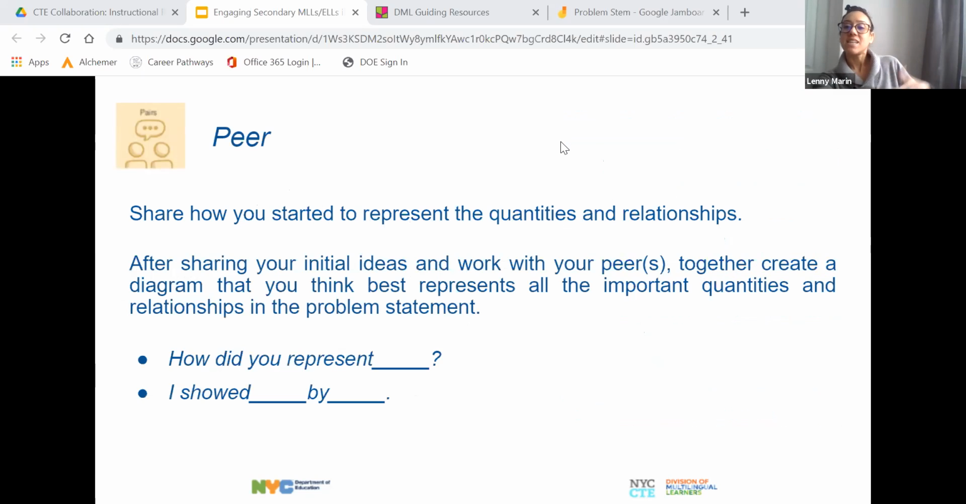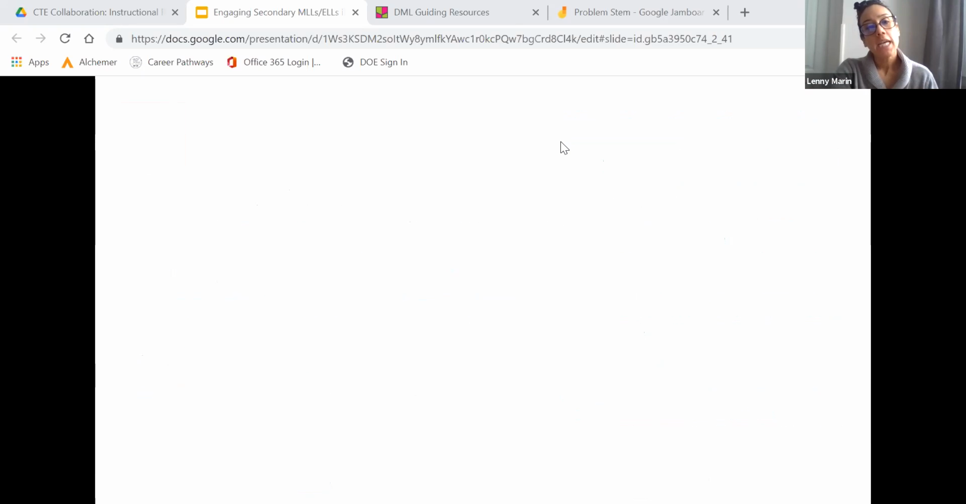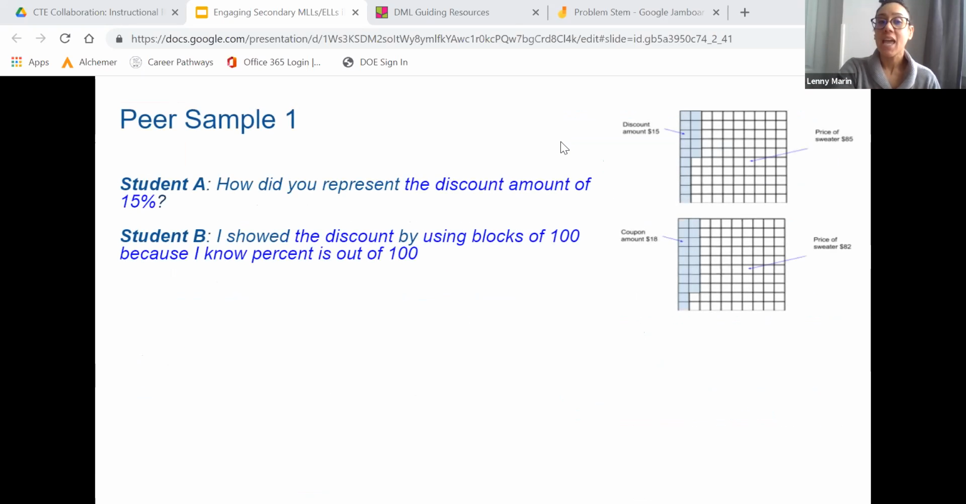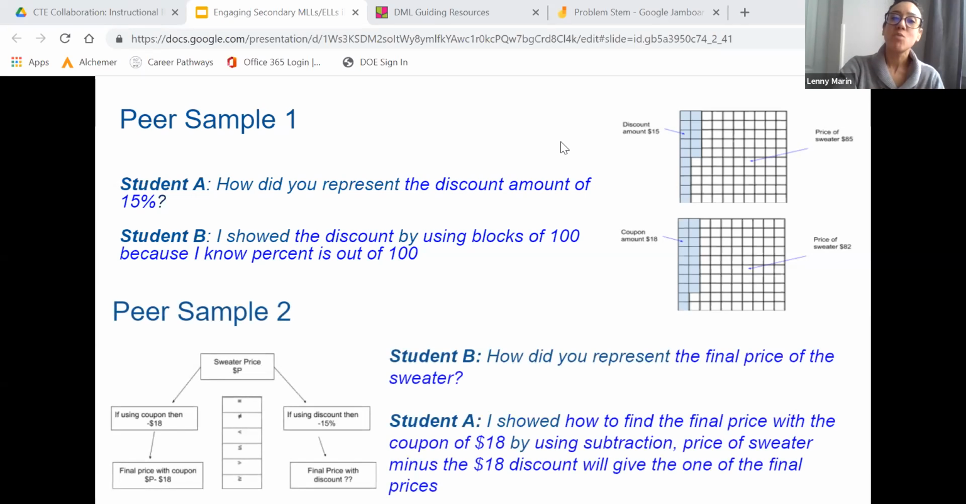So once the students had time to do the diagrams, then they would share with a peer. And what would happen here is that you would have student A asking one student, well, how did you represent this quantity? And you'll have one student responding, and then you'll have student B, well, how did you represent the final price of the sweater? So in this case, they're having a dialogue. Hopefully it's between pairs or triads, again, you would think about, but the idea is for them to continue to talk and express their diagrams.